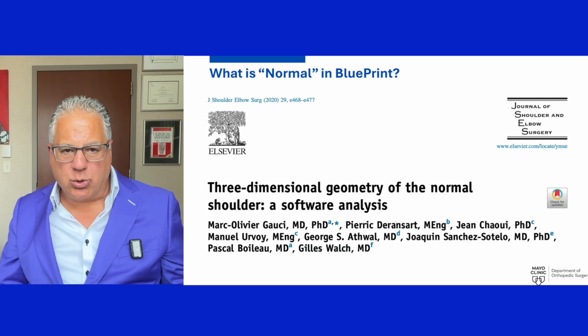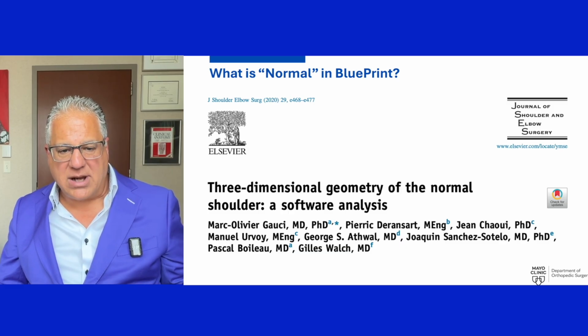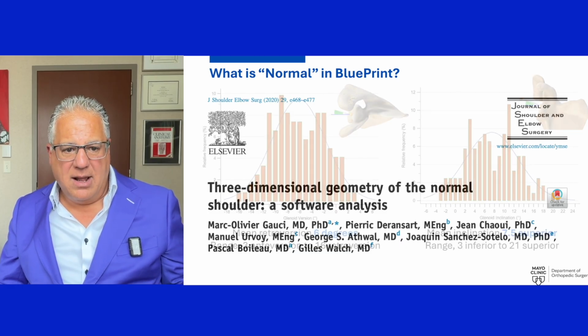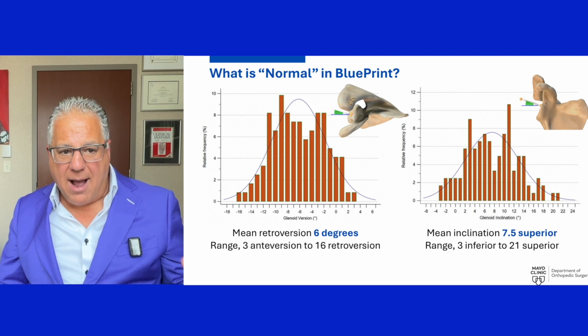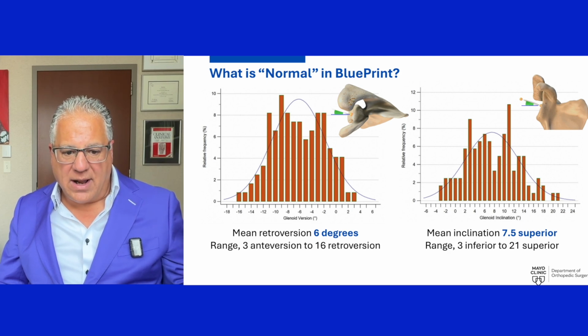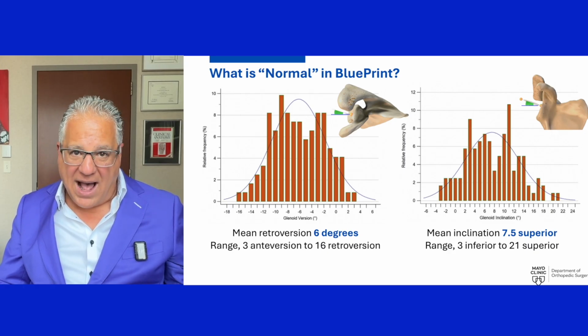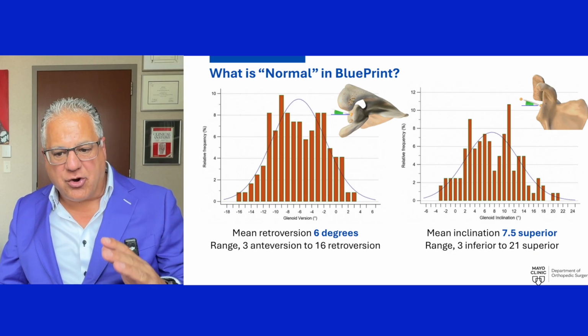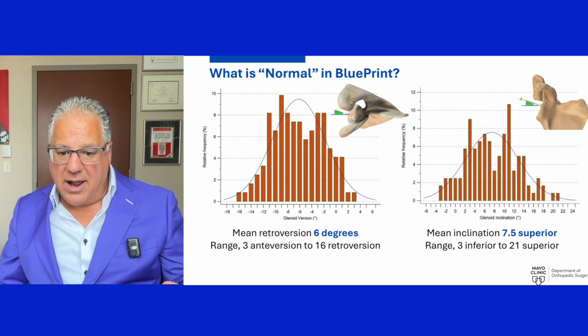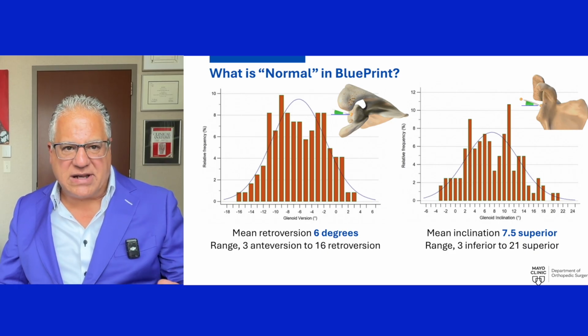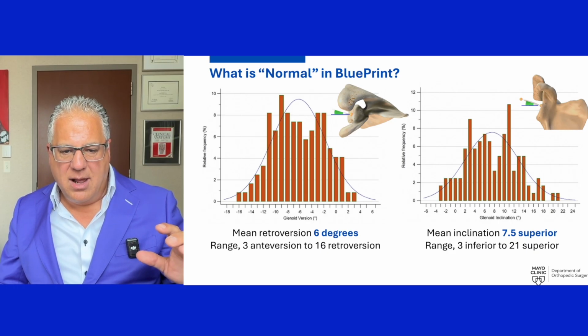This is a study where we took CT scans of completely normal shoulders and uploaded them into BluePrint. What we found is that, on average, the human shoulder has 6 degrees of retroversion as measured by BluePrint. It can range between 3 of anteversion to 16 of retroversion. Regarding inclination, the mean inclination in this study was almost 8 degrees, but it ranged from 3 inferior to 21 superior.